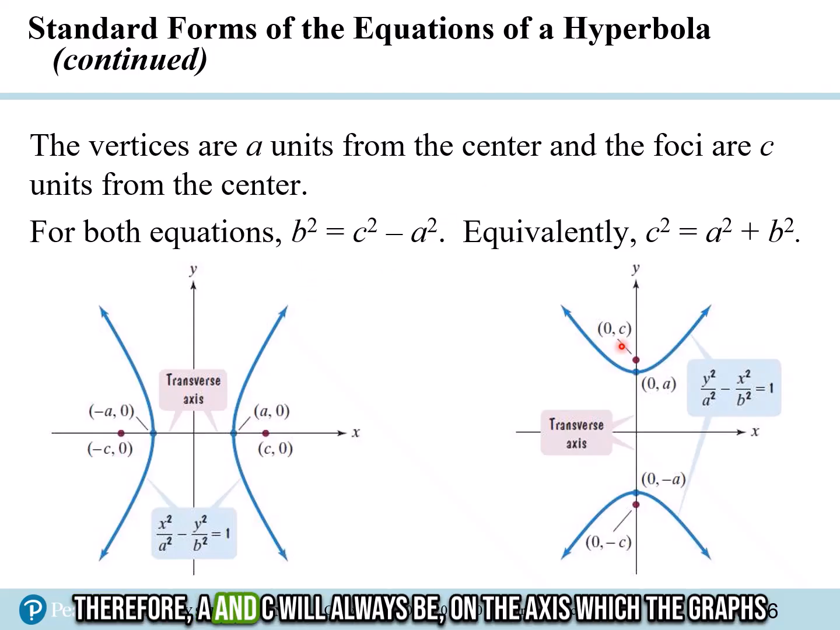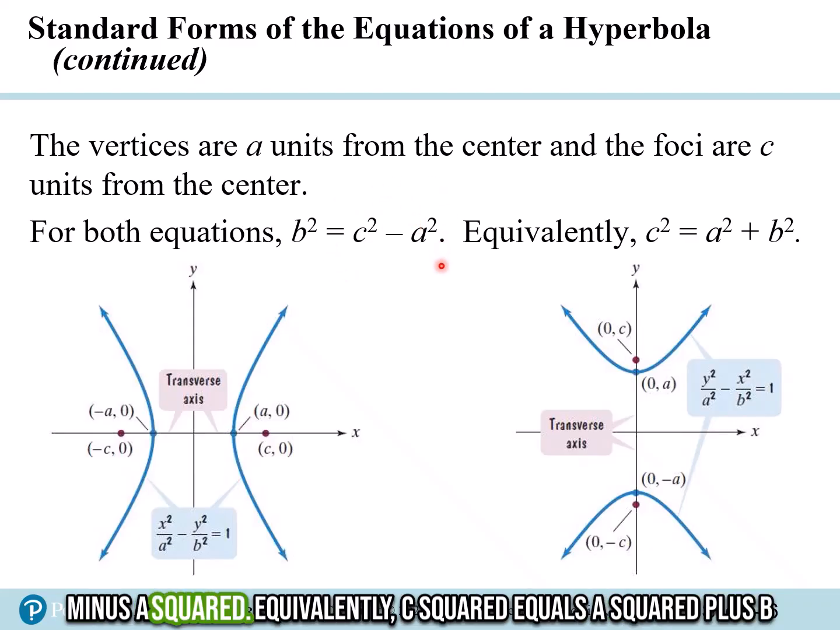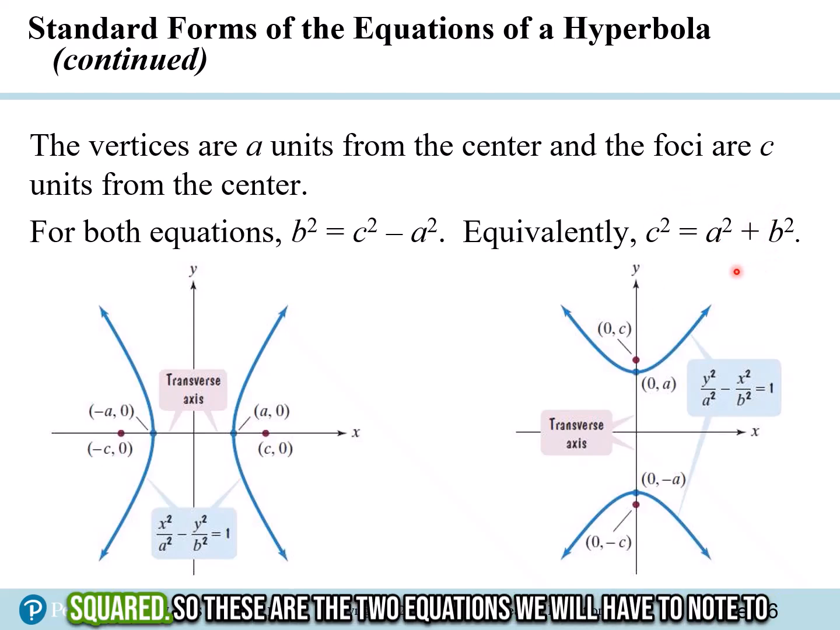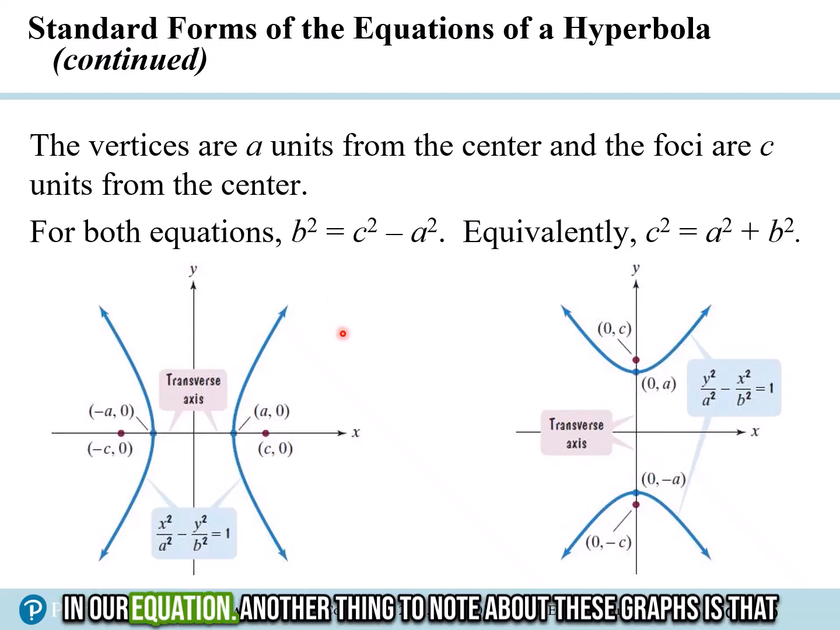Therefore, a and c will always be on the axis which the graphs intersect. Now, for both equations, b squared equals c squared minus a squared. Equivalently, c squared equals a squared plus b squared. So these are the two equations we will have to note to find b. b will represent one of the denominators in our equation.